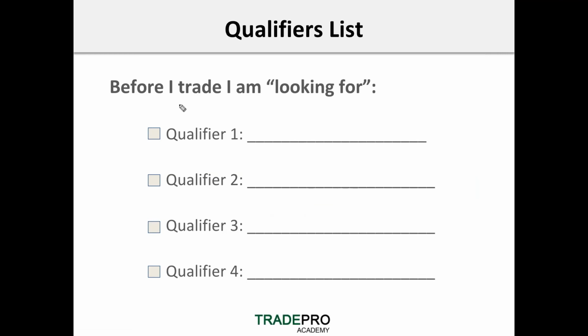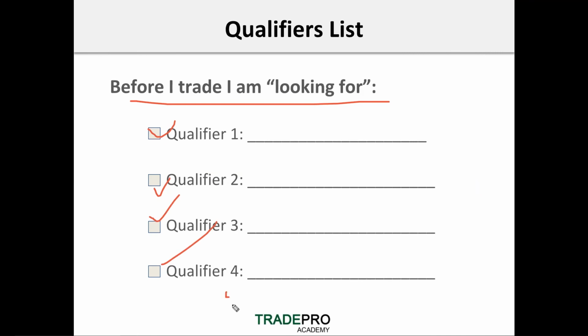It says basically, before I trade, I am looking for qualifier 1, 2, 3, 4, and I would add 5 and 6. Have at least 6 qualifiers and need at least 4 to get in. Okay, and you're going to have to create this.